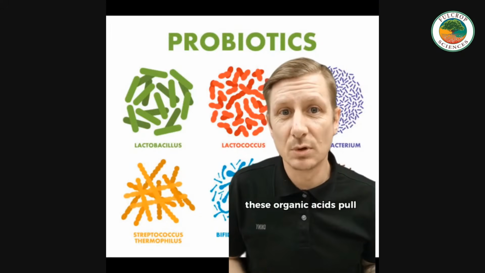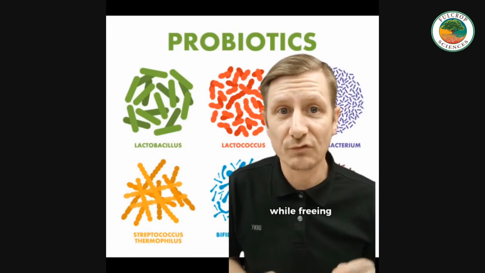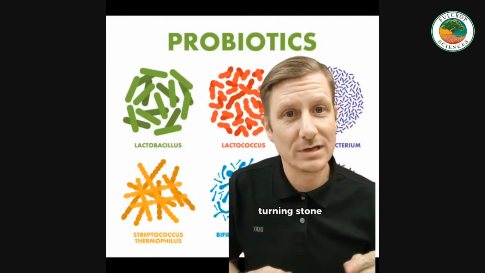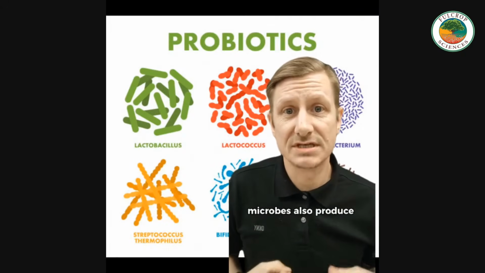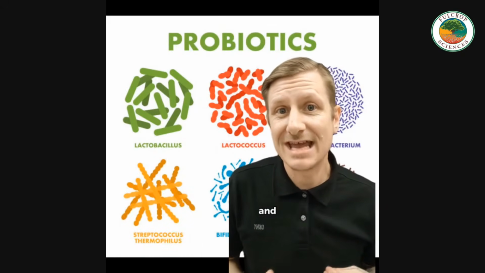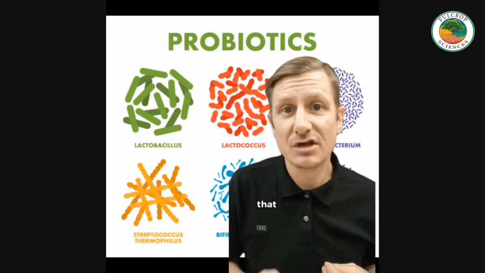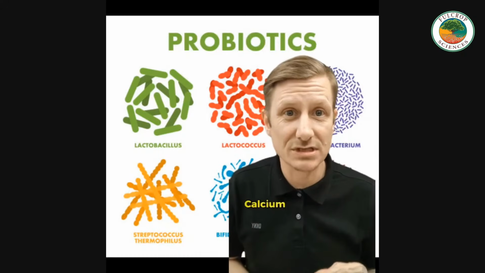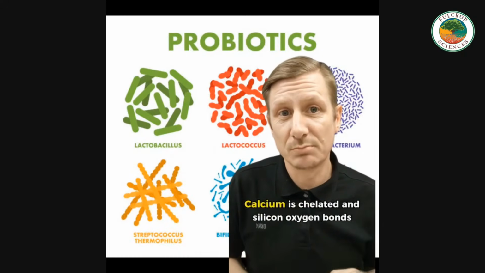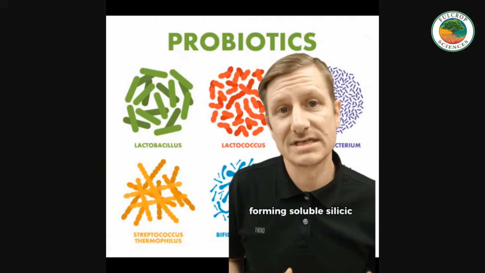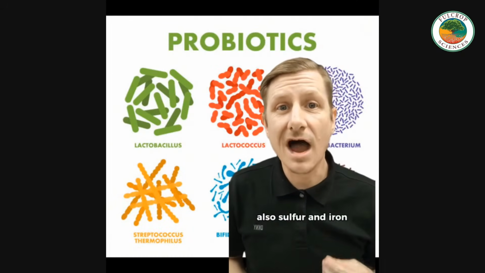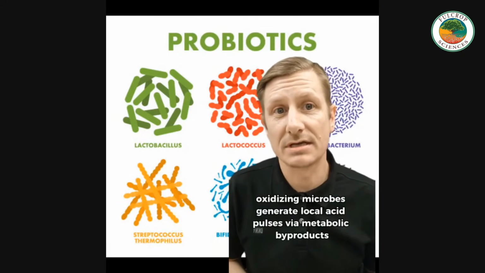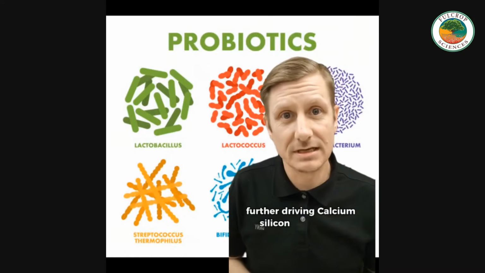These organic acids pull calcium into a soluble complex while freeing orthosilicic acid. Now that is microbial alchemy, turning stone into nutrients. Microbes also produce siderophores, or metal binding molecules, and extracellular polysaccharides that create low pH biofilms on the surfaces of minerals. Inside of these microzones, calcium is chelated and silicon-oxygen bonds break apart, forming soluble silicic acid. Also, sulfur and iron oxidizing microbes generate local acid pulses via metabolic byproducts, further driving calcium silicate dissolution.